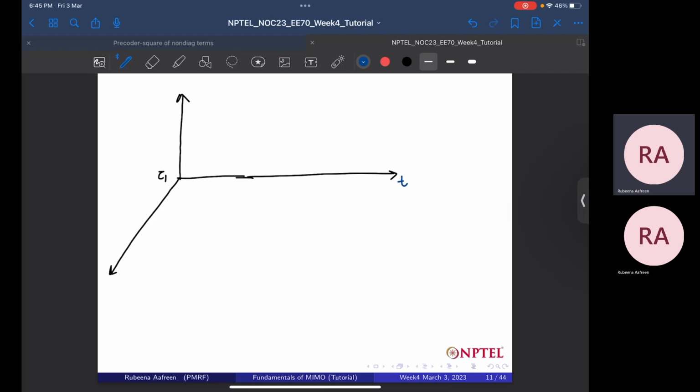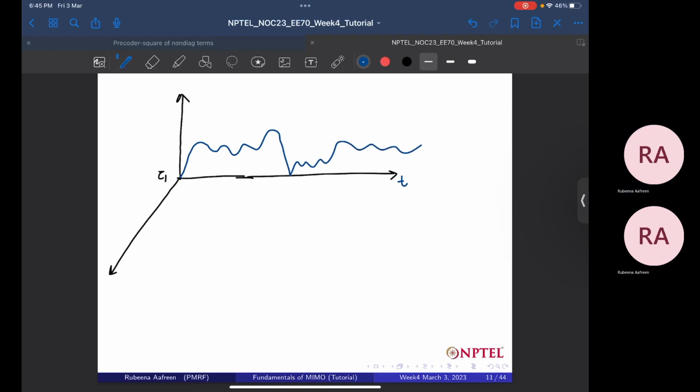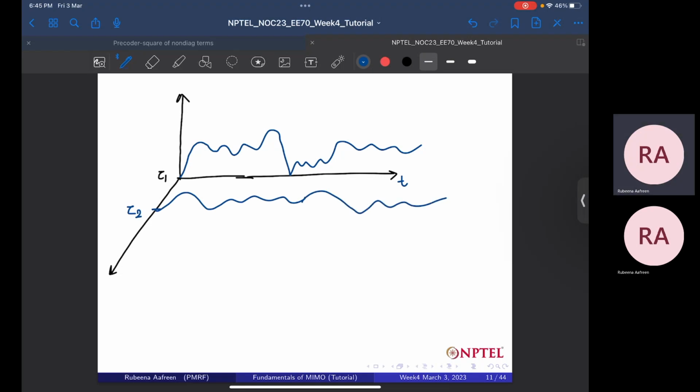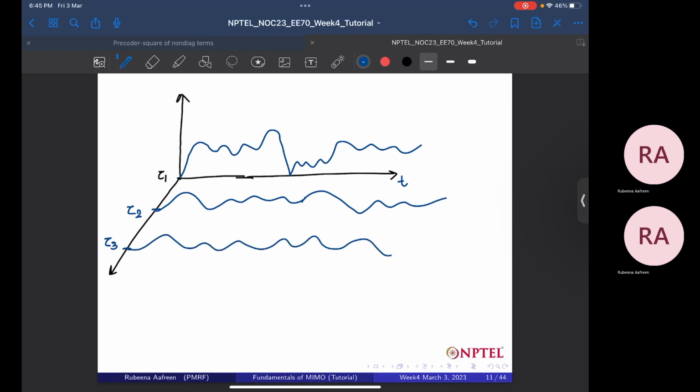So the signal is varying along the time axis, right? Suppose any kind of variation is there. So now what we will assume is that, likewise, like we have assumed for tau 1, for tau 2, a similar signal will be there, which is varying with the time axis, right? For tau 3 again, the signal will be varying with the time axis.